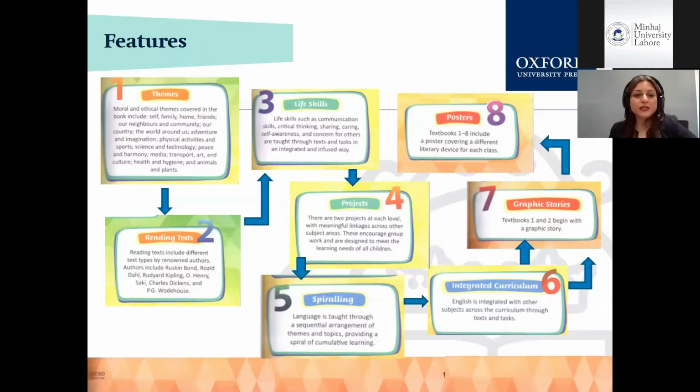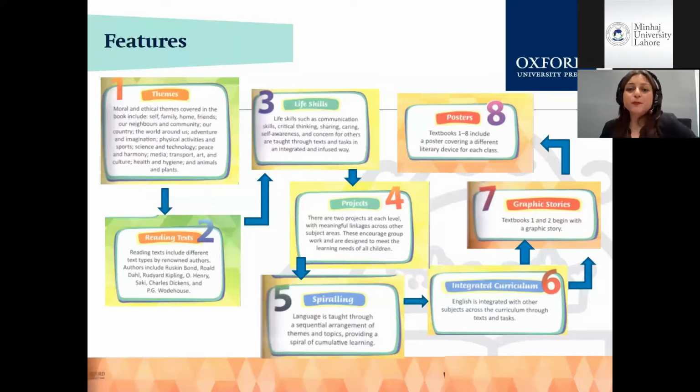Then we talk about science, technology, sports, we have transport, we have media, we have plants and animals. Ye sare subjects incorporated, and English is being taught through many different topics and subjects so that children build an awareness of the world around them. And then we have life skills such as communication, critical thinking, sharing, self-awareness, concern, kindness for others, compassion. All of that is taught through the texts in our books.